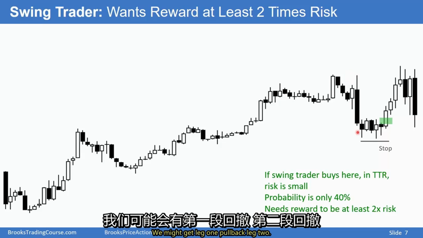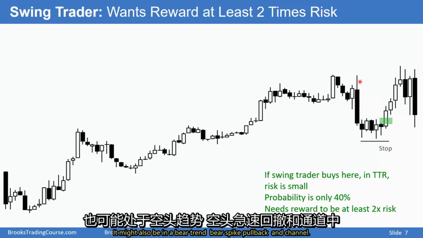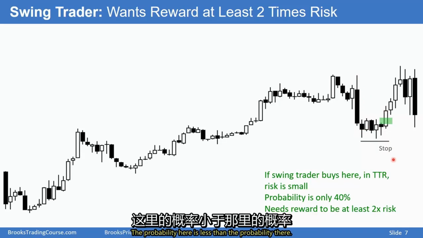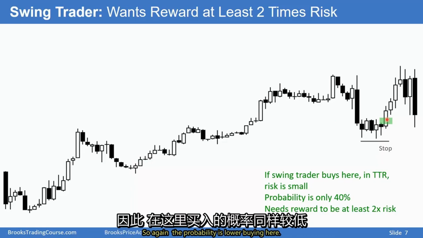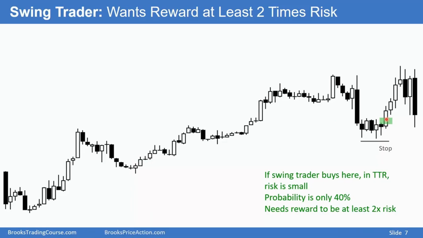We might get leg 1, pullback, leg 2. It might also be in a bear trend, bear spike, pullback, and channel. The probability here is less than the probability there. You're also buying at the top of a tight trading range, and breakouts tend to fail. So again, the probability is lower, buying here.